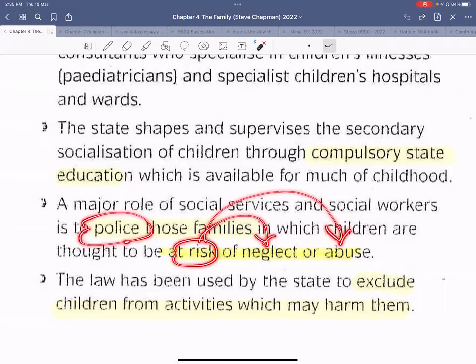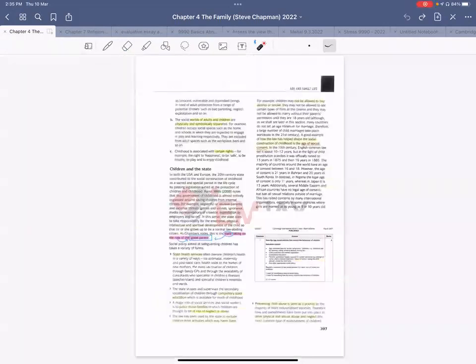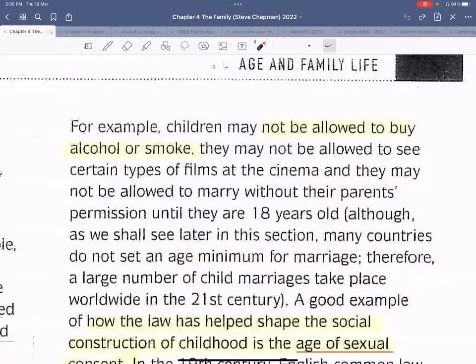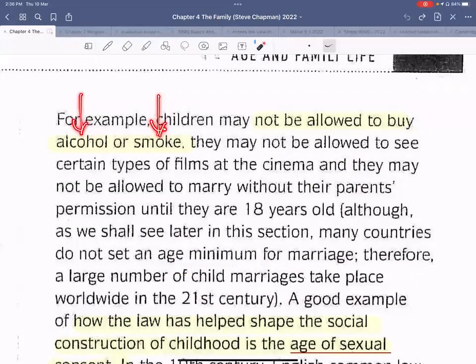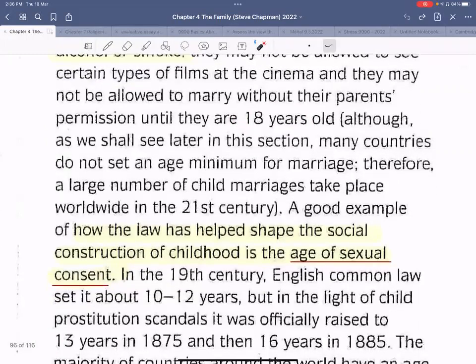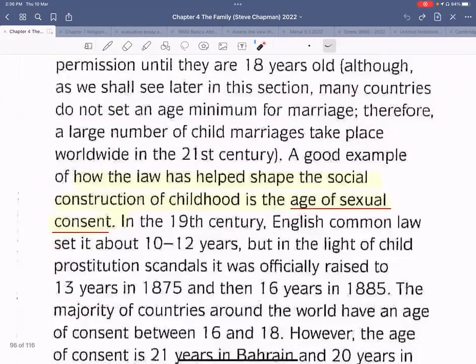Number four, the law has been used by the state to exclude children from activities which may harm them. Activities such as not being allowed to consume tobacco, smoke, or consume alcohol. Clear here? They may not be allowed to see certain types of films at the cinema, and they may not be allowed to marry without their parents' permission until they are 18 years old. Taking it ahead, many countries do not set any age minimum for marriage. Therefore, a large number of child marriages take place worldwide in the 21st century.